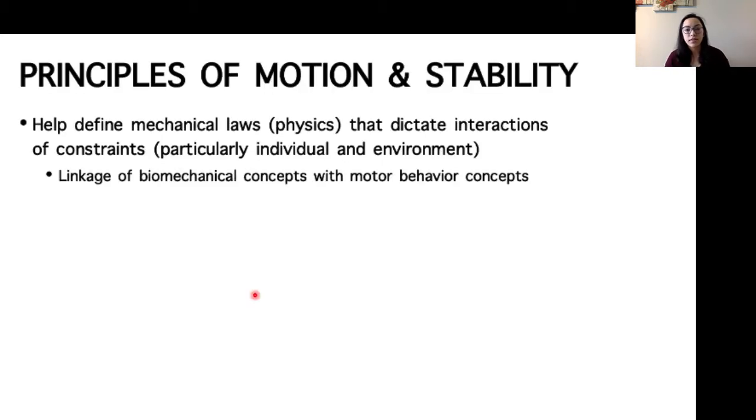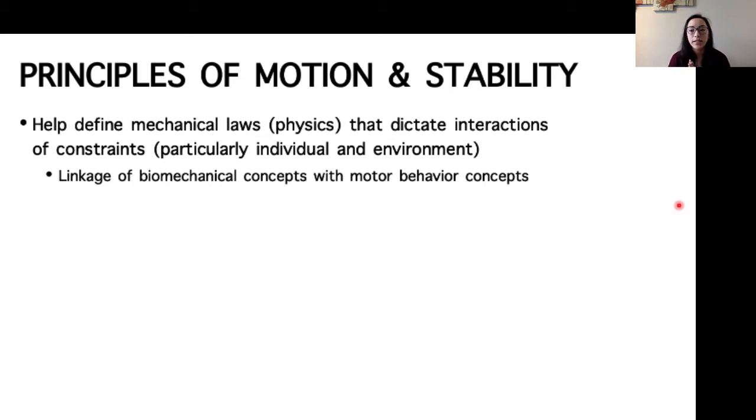The principles of motion and stability help us to define the mechanical laws, which are related to physics, that dictate interactions of constraints. These principles act on all movements and movers, and we're kind of going to pull this together, linking our biomechanical concepts with our motor behavior concepts.